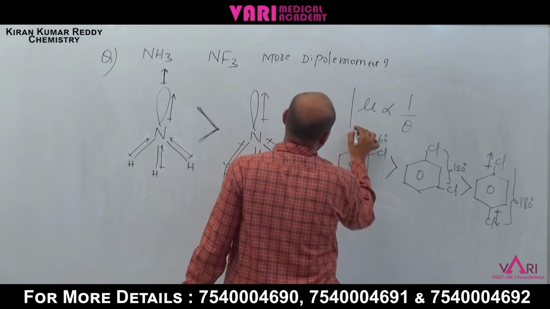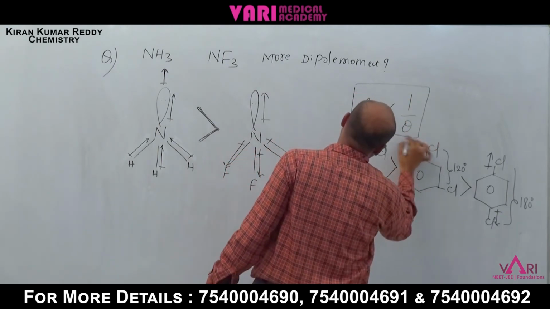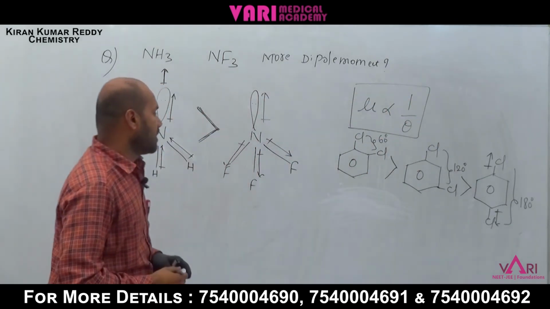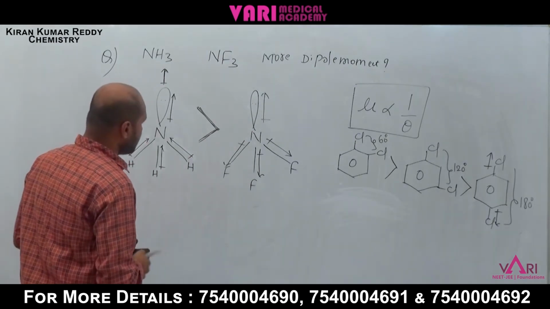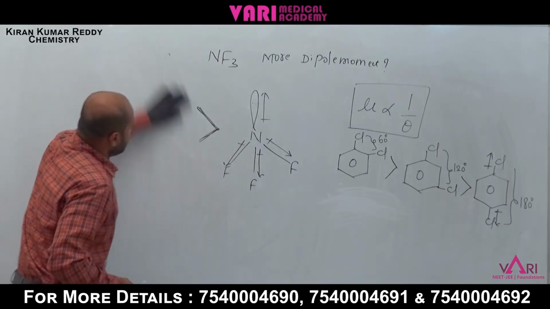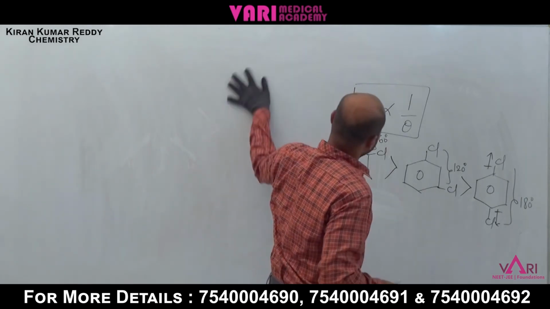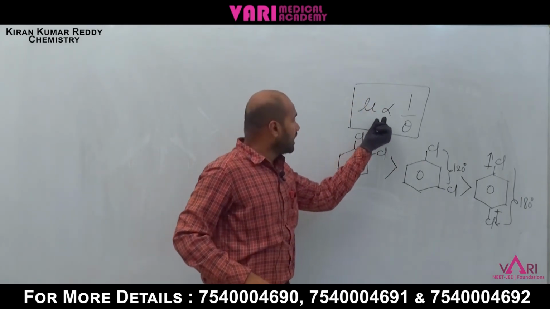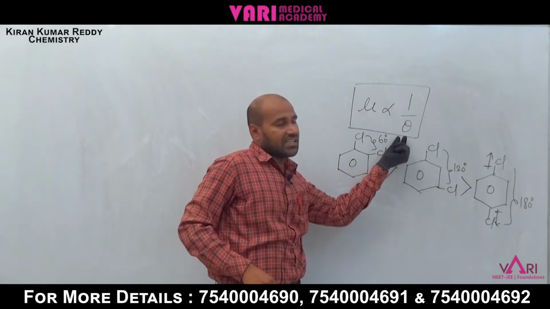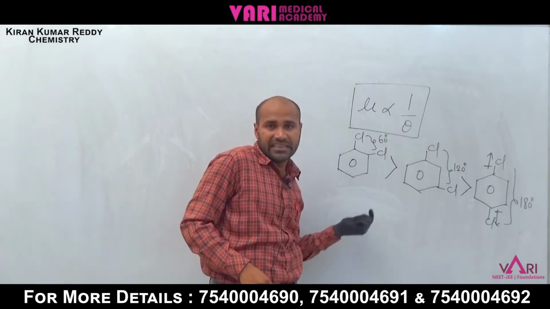Mu is inversely proportional to theta. Remember that one. Now resultant also we can explain NH3, NF3. NH3 has the higher dipole moment. In this case, remember mu is inversely proportional to theta. Theta increases means mu decreases.